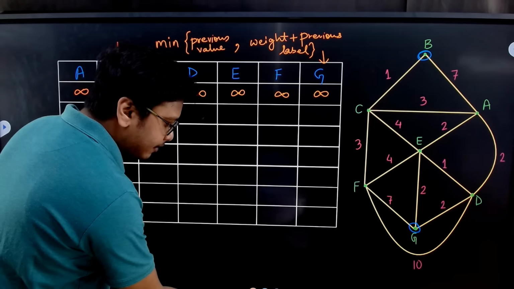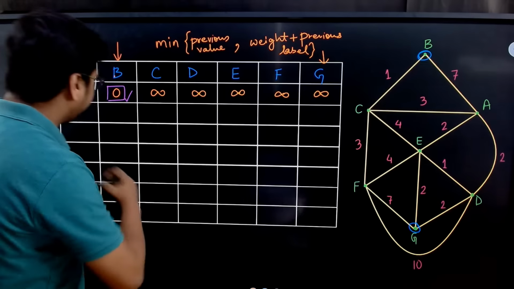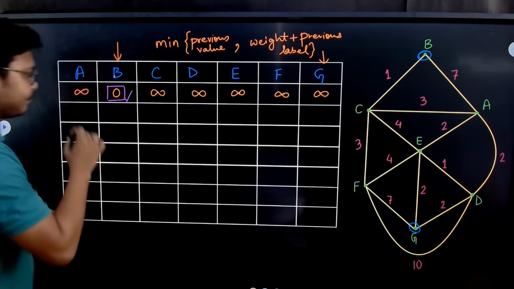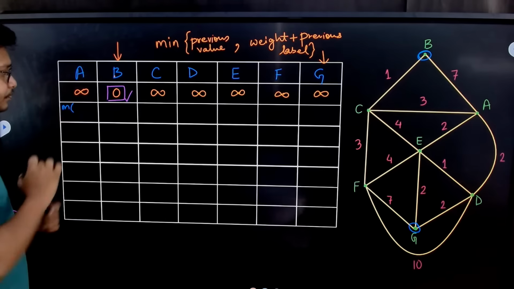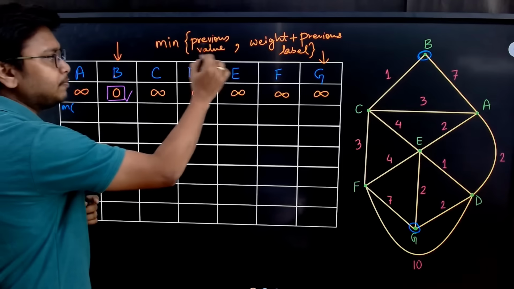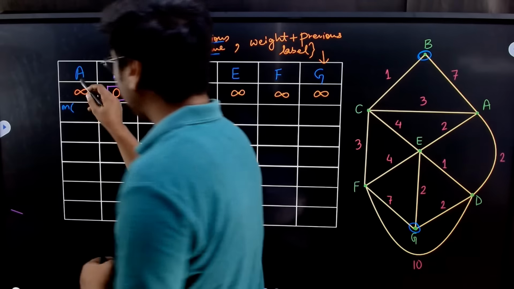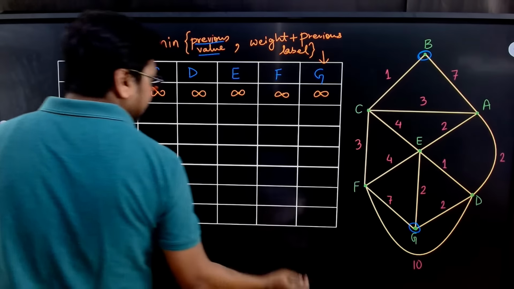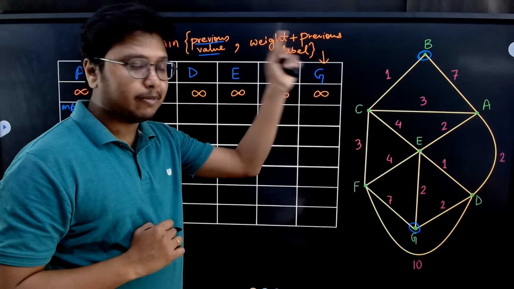So the calculation that we are doing in our mind, I'll just write it over here, or maybe for the very first time I'll write it in the boxes. Later on I'll not write them. So the calculation that we are doing is minimum of the previous value, means the value just above it. Okay, so the previous value, this value just above, is infinity, comma, the weight plus the previous label.